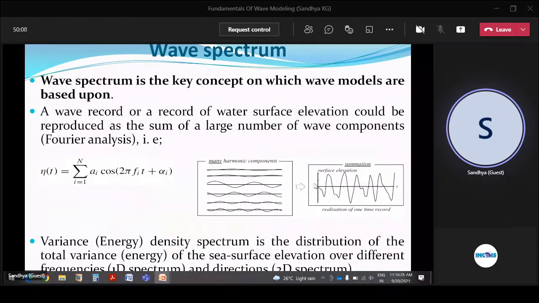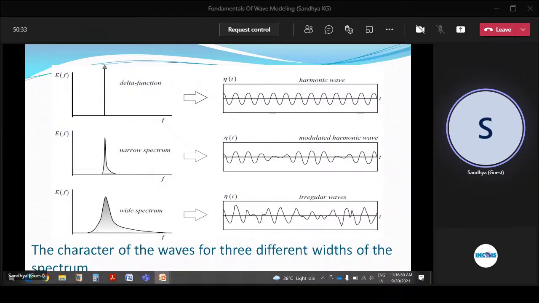And there are, as I already told you, two kinds of wave spectrum, one-dimensional spectrum and two-dimensional spectrum. If it is the distribution of energy over various frequencies, it is a one-dimensional spectrum. If it is distribution of energy over various frequencies as well as directions, it is a two-dimensional spectrum. When you integrate the two-dimensional spectrum over different directions, you get a one-dimensional spectrum. All these details are available in textbooks.